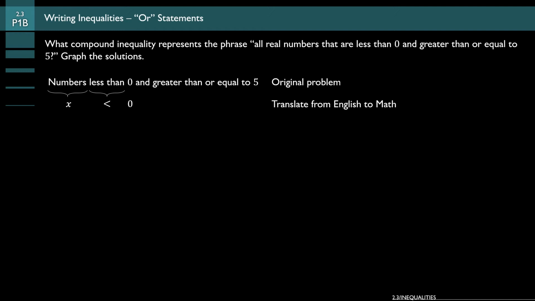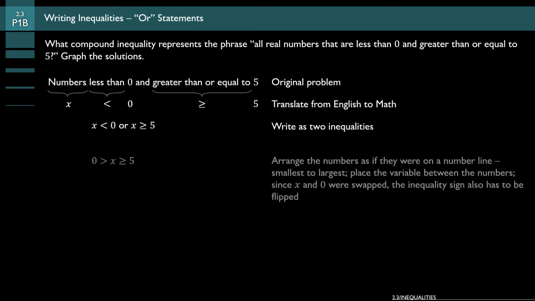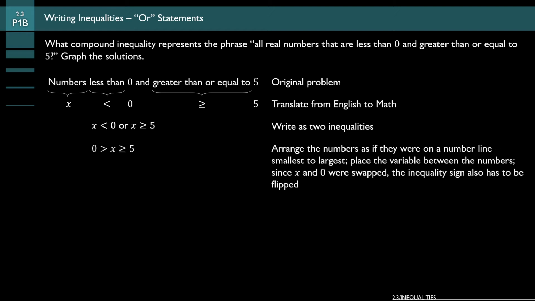So with this, we're going to pull the greater than or equal down and make that sign, and then also pull down the 5. So now we have x is less than 0, or x is greater than or equal to 5, written as two inequalities. Now we can write this as a single inequality. 0 is greater than x is greater than or equal to 5. So we've arranged the numbers again, and now we can go ahead and see where our solutions are on the number line.